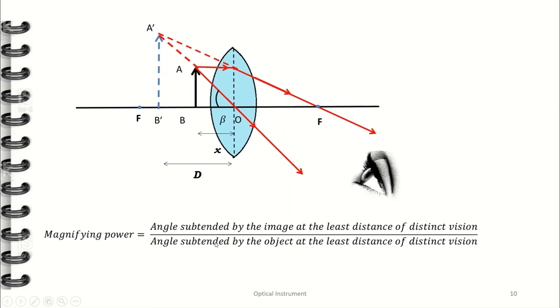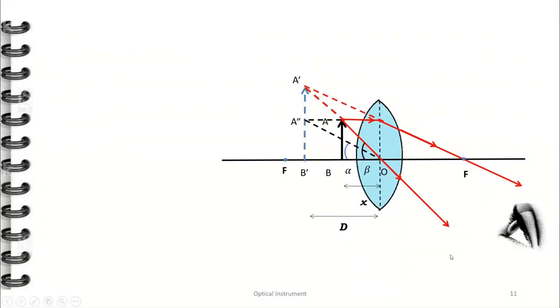Similarly, in order to obtain the angle subtended by the object, we drop a perpendicular from A onto A dash B dash, which meets A dash B dash at A double dash. Now A double dash B dash and AB are of almost same length. Now the angle subtended by A double dash B dash at O is represented as alpha, and this is the angle subtended by the object at least distance of distinct vision. Hence, according to the formula, magnifying power m is beta upon alpha.